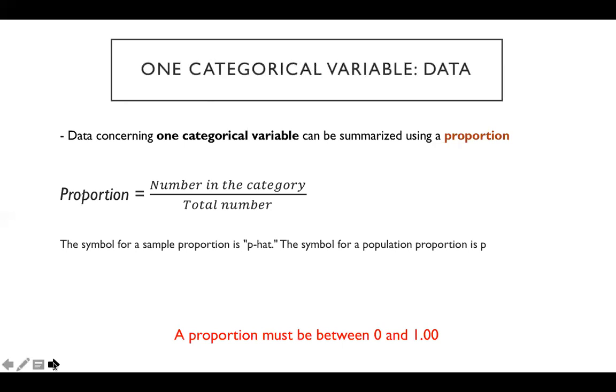And just one last thing, a proportion must be between 0 and 1 at all times. Sometimes if you see something in a percentage form, just make sure that you keep in mind that that can be converted to a decimal, and it's between 0 and 100.